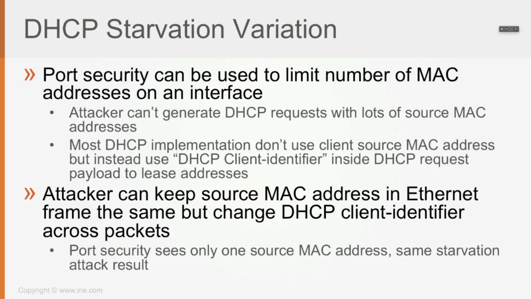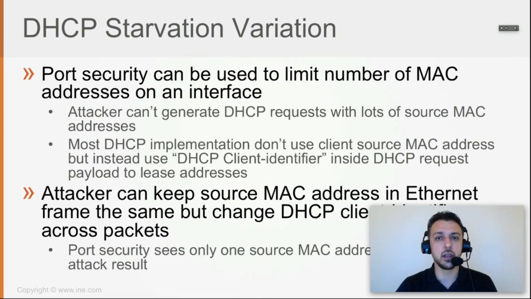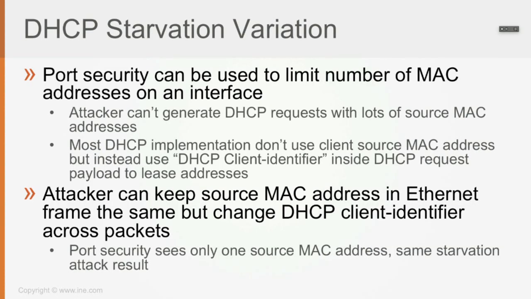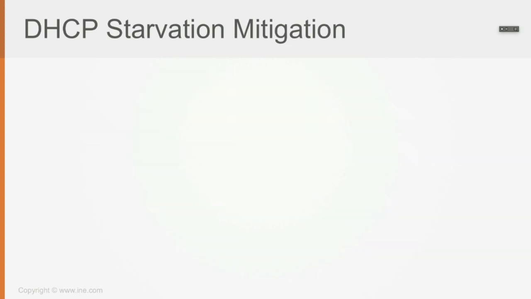So the attacker is going to be able to send, again, lots of DHCP requests out in the network. It is going to keep the same source MAC address in the Ethernet header, but then at the DHCP payload level is going to change the DHCP client identifier across packets. So this means that port security is going to see a single source MAC address, so it's not going to be able to stop starvation of the DHCP pool on the server. So how can we defend against this kind of attack?